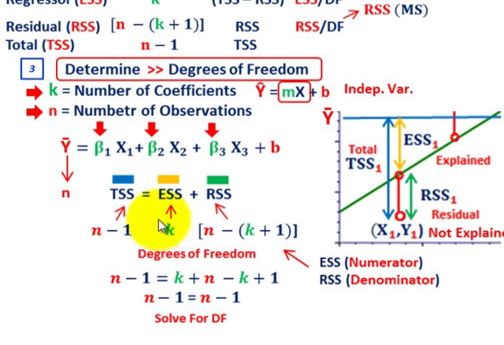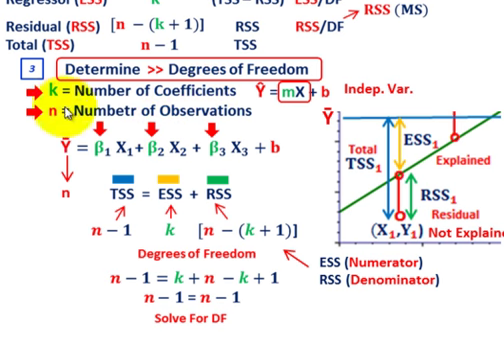For our example, for our TSS, we had 12 data points, minus 1 would be 11. Then for our ESS, our k value is just 1. And for our RSS, we have 12 data points, minus k of 1 plus 1, so we end up with 10. And 10 plus 1 for our ESS does equal 11 for our TSS. Okay, so just understanding the relationship. I guess the big thing here is that the computer programs all do it for you, but you really have to know how you calculate these.